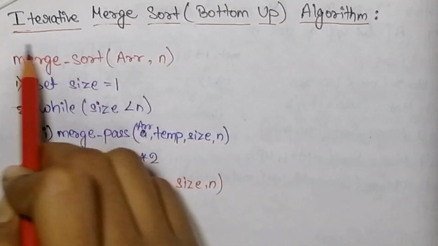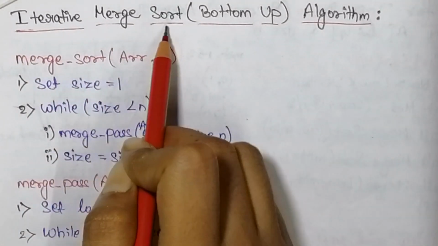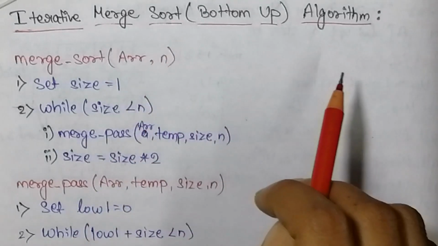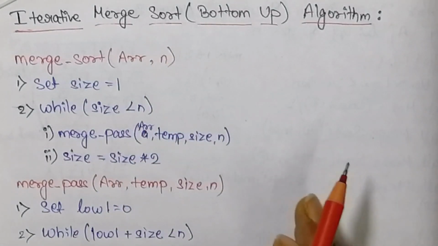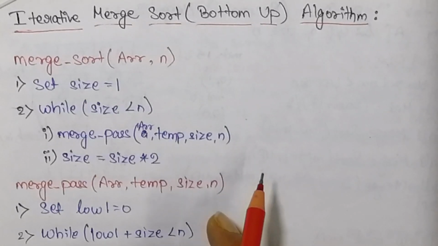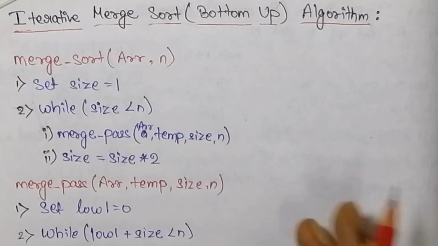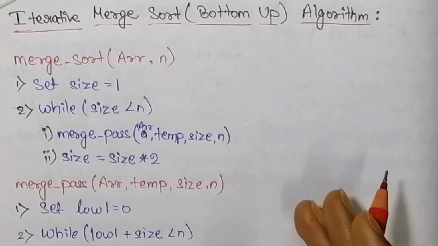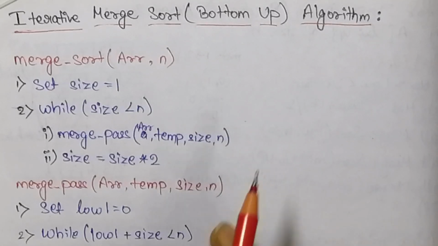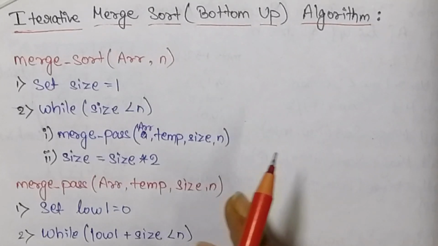In today's video, we will discuss iterative merge sort, that is the bottom-up approach of the merge sort algorithm. In the last video, we had discussed recursive merge sort. So if you have missed that video, please watch it because that video will help you to grasp the concept of merge sort.